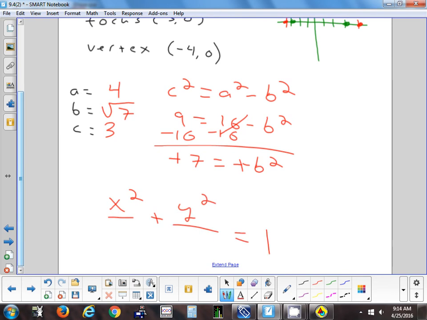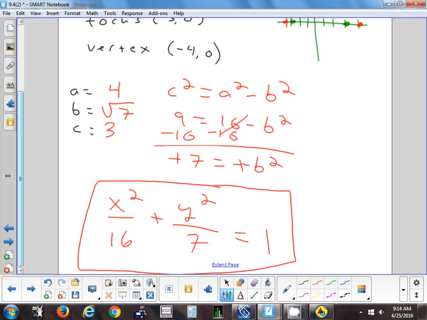This is how every single equation for an ellipse is always going to look if the center is at the origin. We just have to decide, where do we put A, where do we put B. We said our major axis goes in which direction here? Horizontal or vertical? Horizontal. So put the bigger number under X. That'll make it horizontal. What's the bigger number, A or B? A. So what's A squared? 16. And what's B squared? 7. That's the equation of your ellipse.